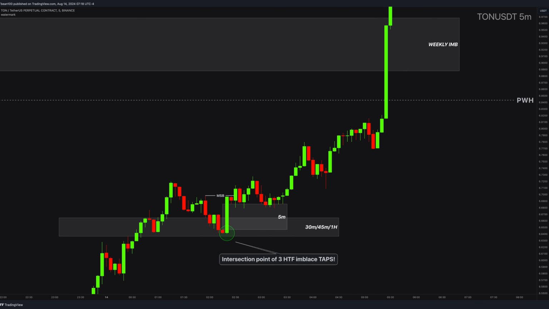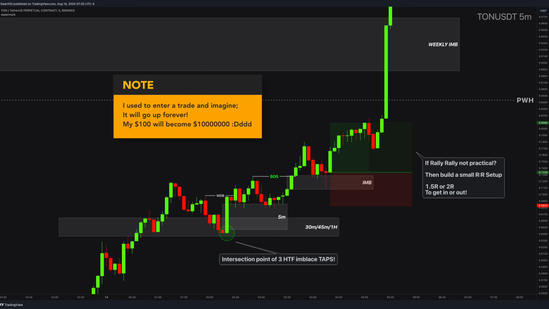No problem. Wait for a new break of structure with a structure box to enter. Remember, 90% of trading is all about waiting and being patient. Here is your second chance. Now, this second entry is how to make a rally. If you cannot do a rally, just use a very small risk-reward based trade. Build a 1.5 hour or 2 hour setup very quickly, in and out.